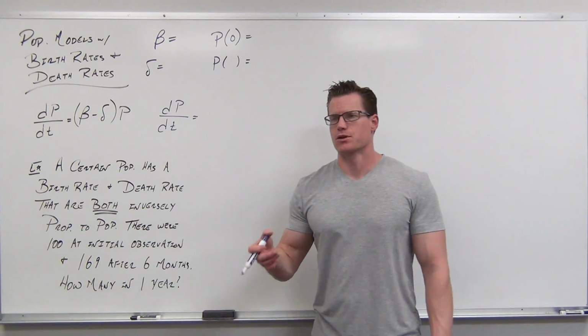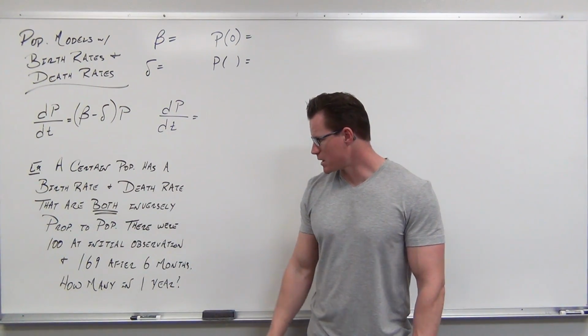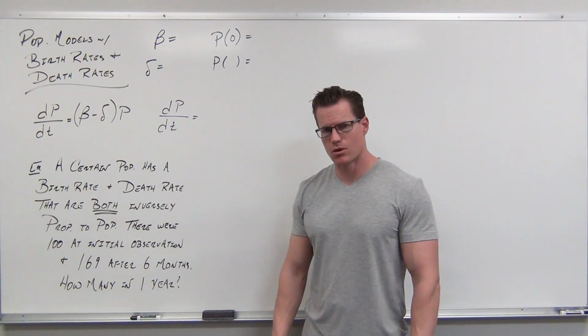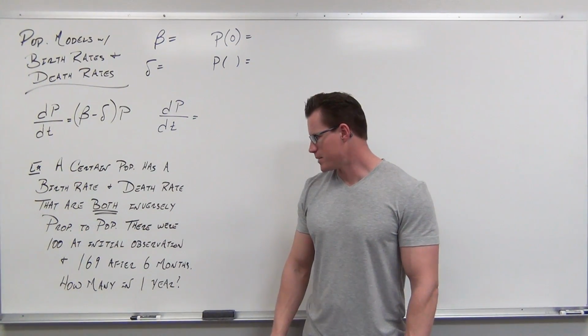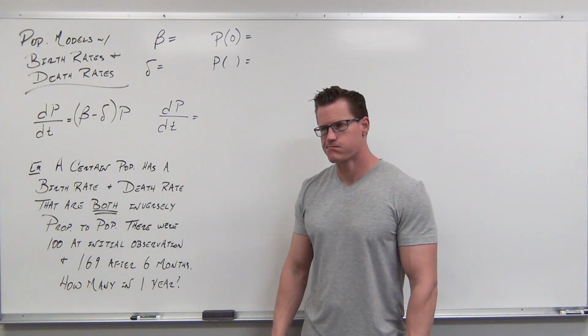At the beginning, when we first started the observation, there were 100 units of whatever the species is, bunnies or something, and then 169 after 6 months. So it's growing, obviously. The birth rate should be outpacing the death rate. How many within 1 year?